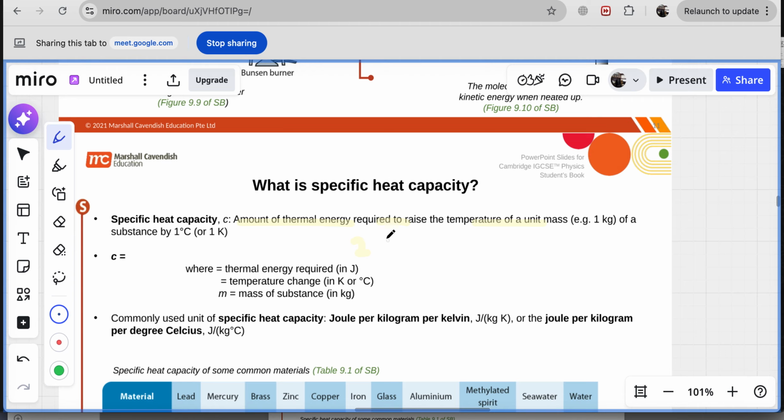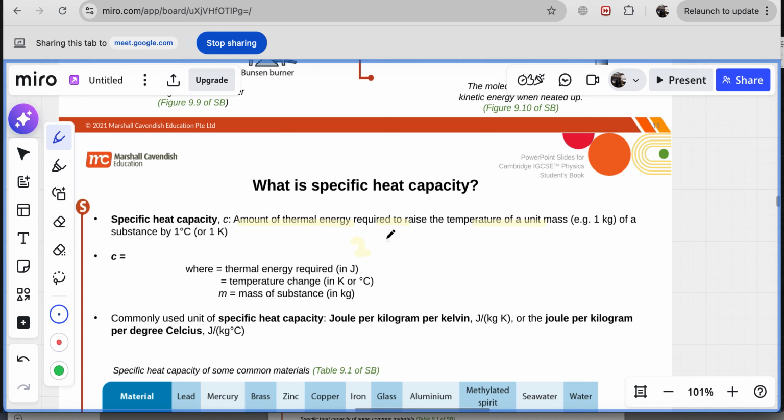When we say 1 unit mass, we say 1 kg of a substance through 1 degree Celsius, meaning to heat it from 22 to 23. Take 1 kg of water. What amount of energy will be able to heat it from 22? Let's say you take the temperature of the water with your thermometer. You measure the temperature of the water. Let's say it is 22 degrees Celsius. How much energy can heat it from 22 to 23? 1 kg of water, how much energy is needed to heat it from 22 to 23? That energy is called specific heat capacity.